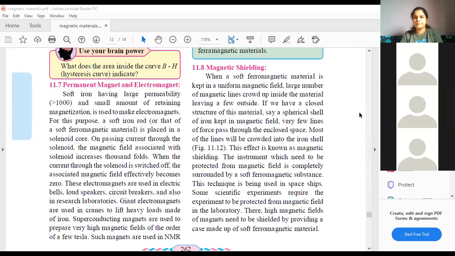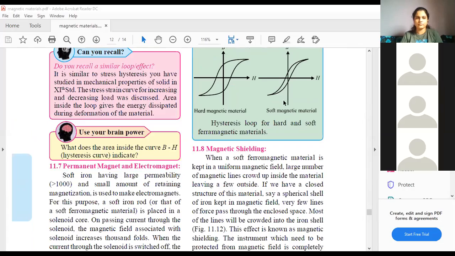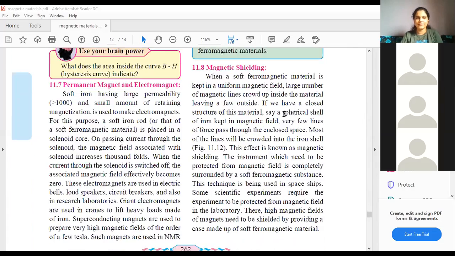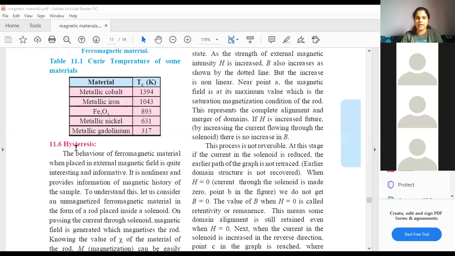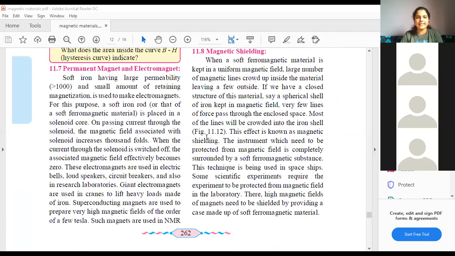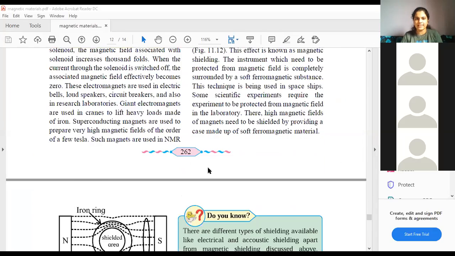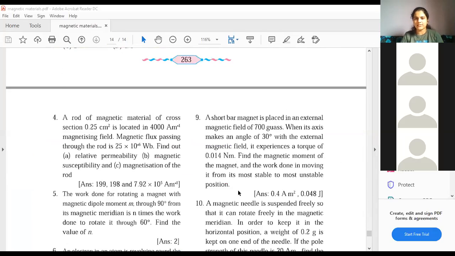Yes, ma'am. Okay, fine. All right. So students, see, the next topic is hysteresis. So I'll cover this hysteresis topic. And then lastly, there are two small theory topics. This we'll be doing next time. And also the numericals ahead. Okay.